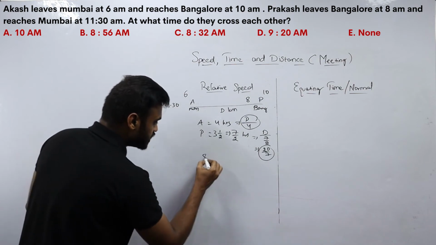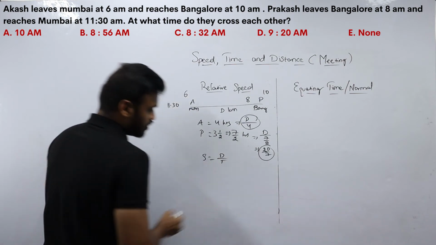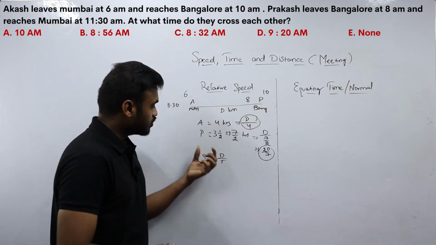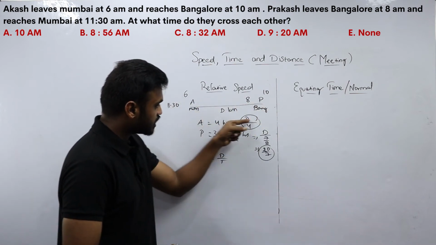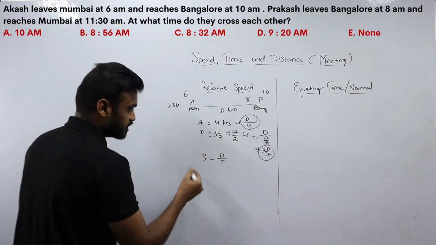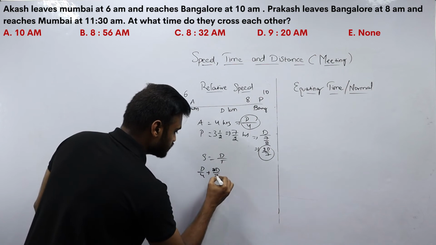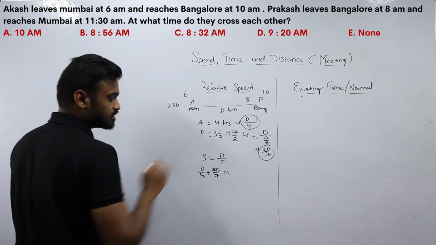See here, speed equals distance by time. Now what is the speed here? Both persons are travelling in opposite directions, so the relative speed is the addition of both Akash's speed and Prakash's speed. See here, d by 4 plus 2d by 7 equals the total distance covered together.